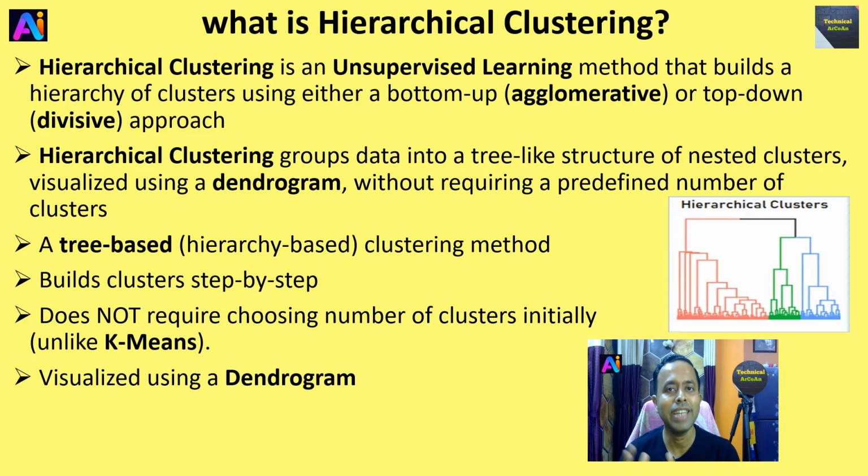A dendrogram is a tree diagram that shows how clusters merge at each step, without requiring a predefined number of clusters. It is a tree-based, hierarchy-based clustering method that builds clusters step by step and does not require choosing the number of clusters initially, unlike K-means clustering, which I have already discussed in my last AIML video. It is visualized using a dendrogram.